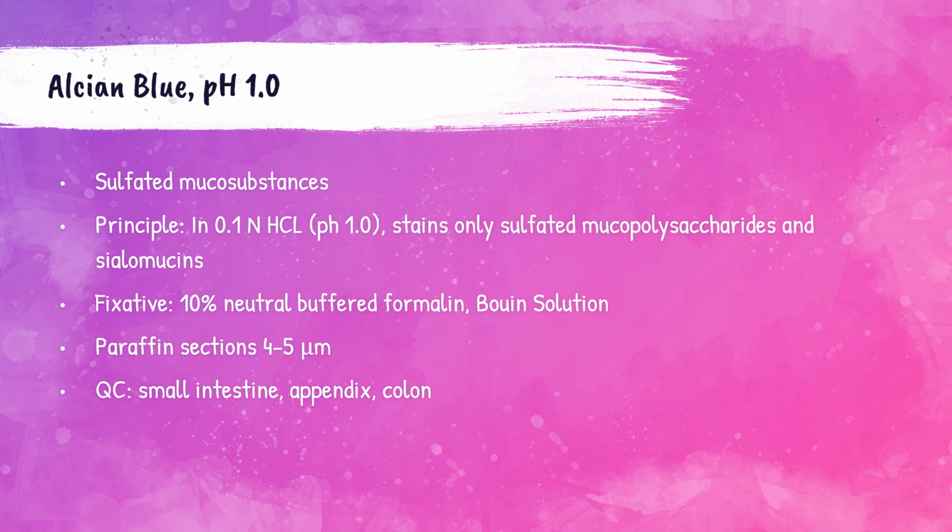I honestly really should have said or Bouin solution. So the tissues need to be fixed in either 10% neutral buffered formalin or Bouin solution, not both. Quality control for this is the same as the Alcian blue pH of 2.5, which is small intestine tissue, appendix, or colon tissue.